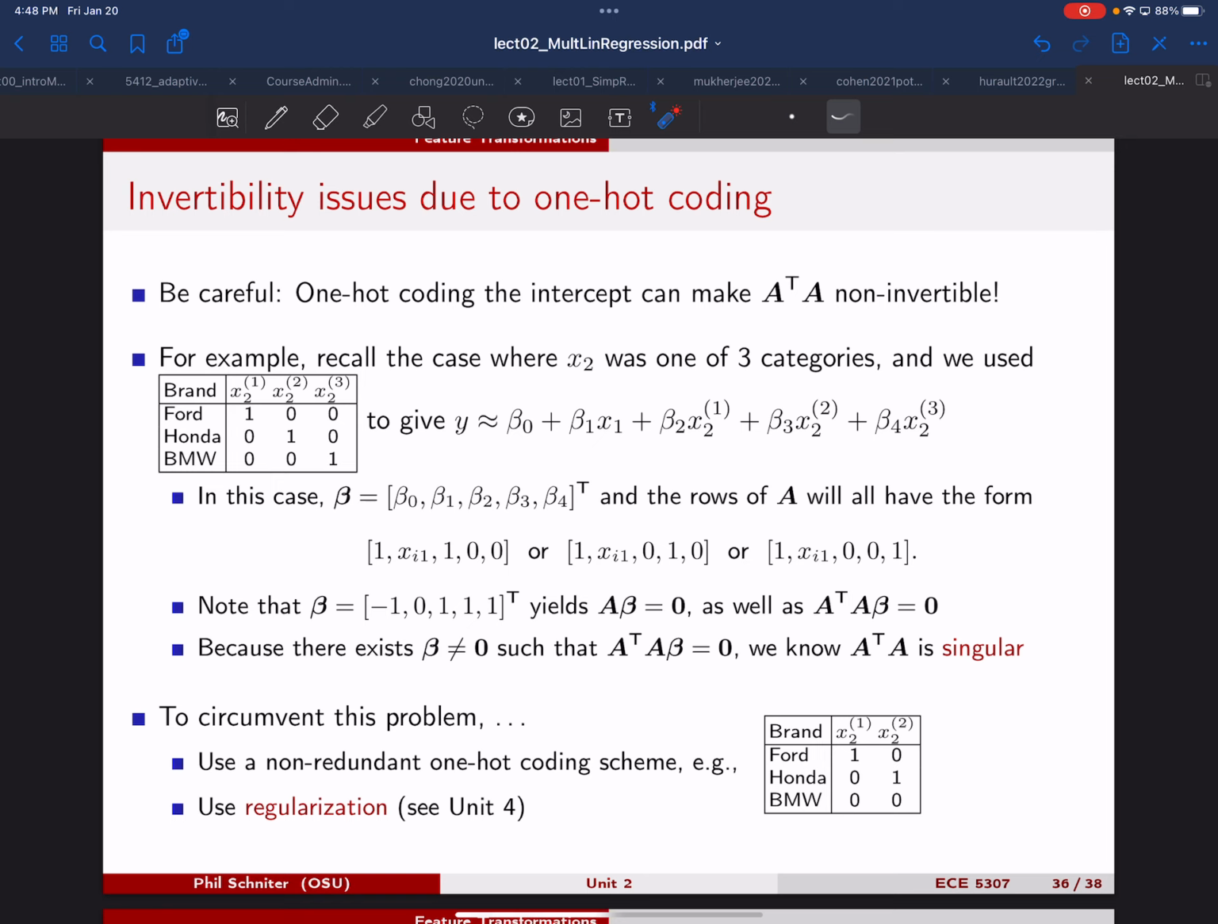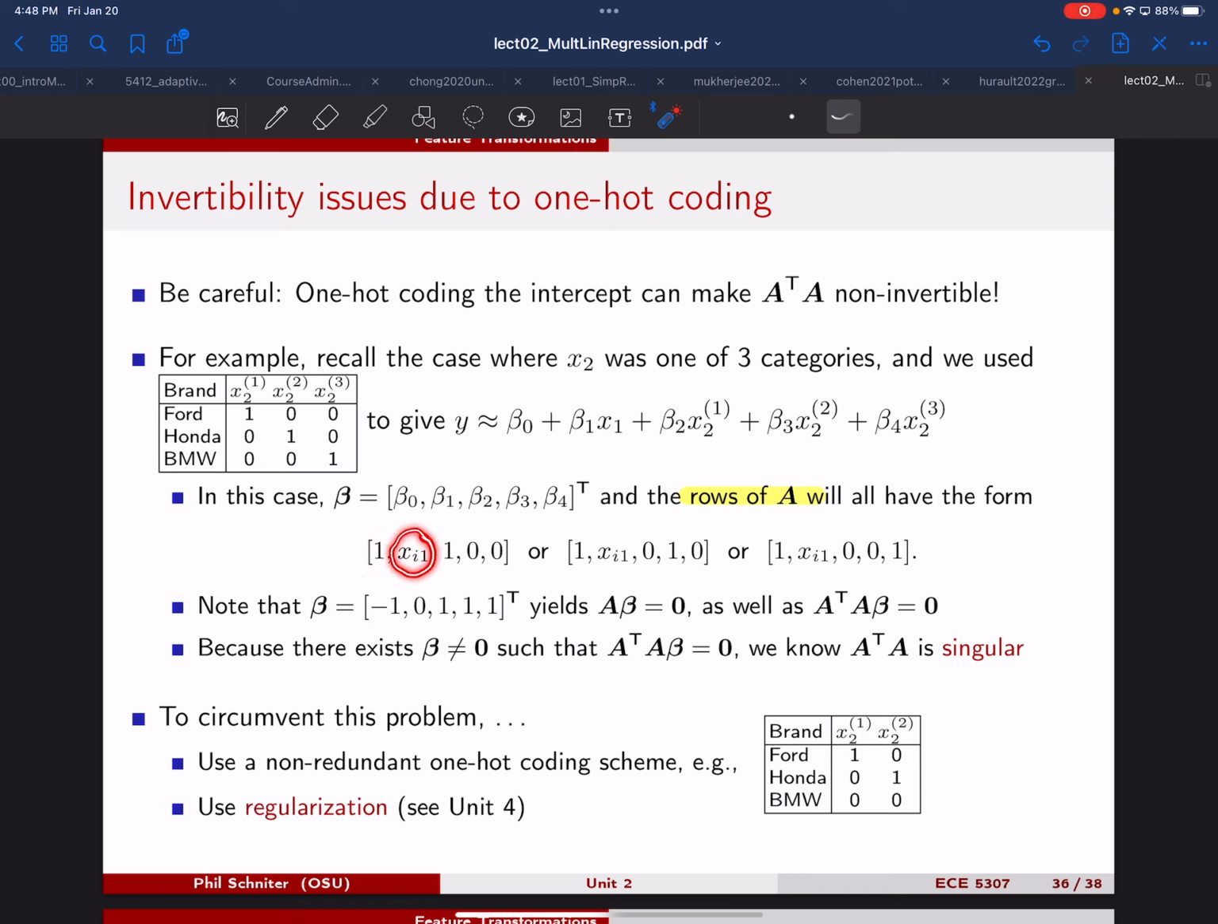So let's try to convince ourselves of why that is. This is the beta vector with the 1, 2, 3, 4, 5 terms. And let's imagine what the rows of our A matrix will look like. Whenever we have a Ford sample, the row of the A matrix will look like this, right? Because the A matrix always has a column of 1s on the left. Then the second column will be the feature data.